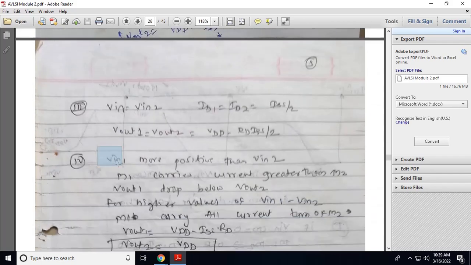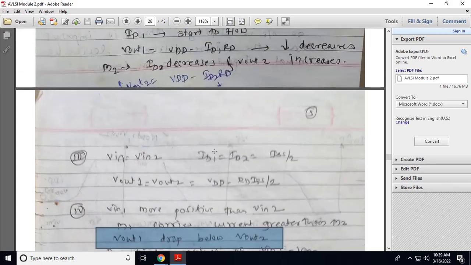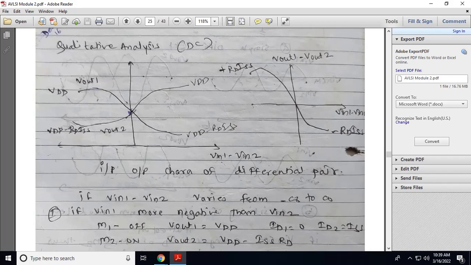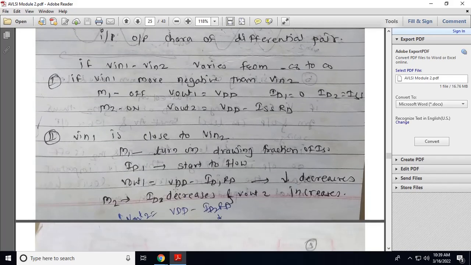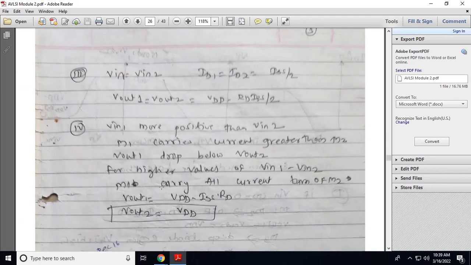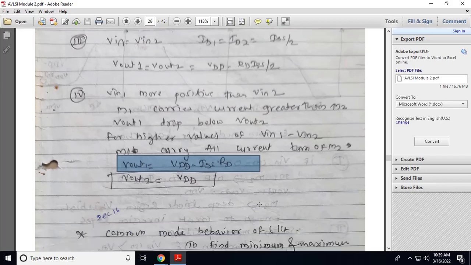Vin1 is more positive than Vin2, M1 carries more current than M2, so Vout1 will drop below Vout2. So Vout1 will go on decreasing and Vout2 goes on increasing. So for high values of Vin1 minus Vin2, M1 carries all the current, so Vout2 is equal to VDD and Vout1 is equal to VDD minus ISS into RD.